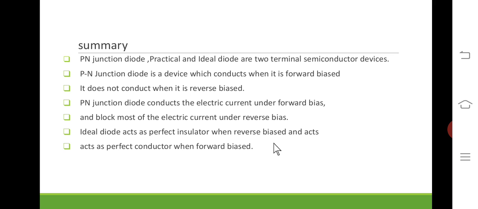And another point about the ideal diode, we understood that it acts as a perfect insulator when it is reverse biased, and it acts as a conductor when it is forward biased. Okay, this is the summary of this session 15.